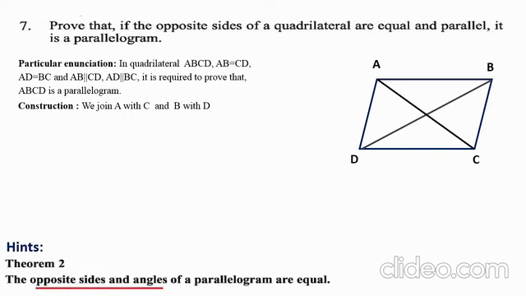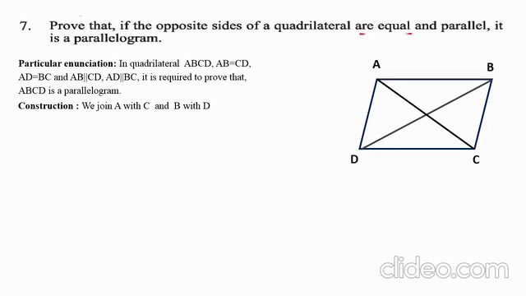Here are some hints. In Theorem 2, we learn the opposite sides and angles of a parallelogram are equal. As here in this question it is given the opposite sides are equal, to prove a parallelogram, at first we need to show the opposite angles are equal. So at first, depending on the equal sides, we start our proof.